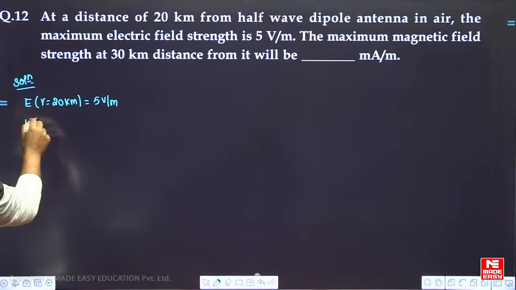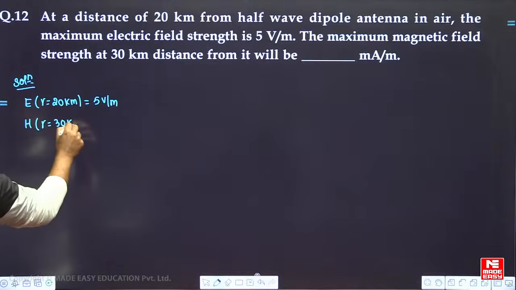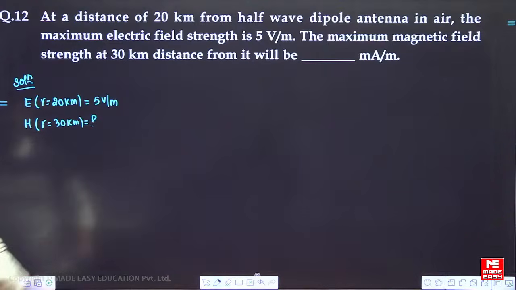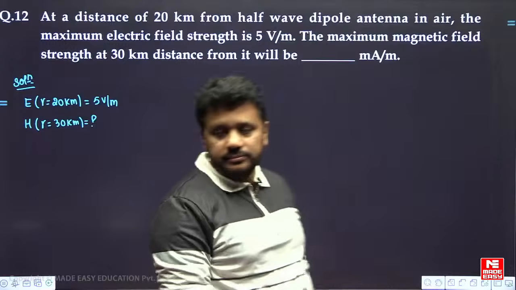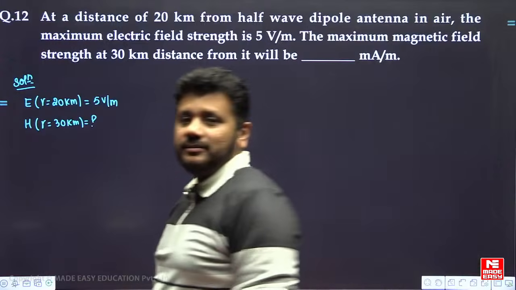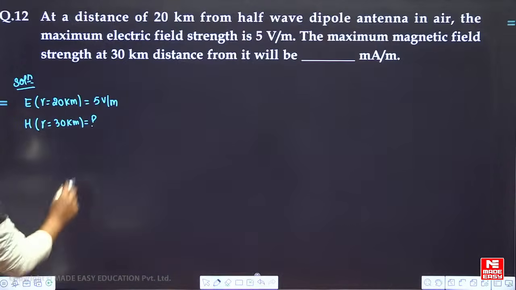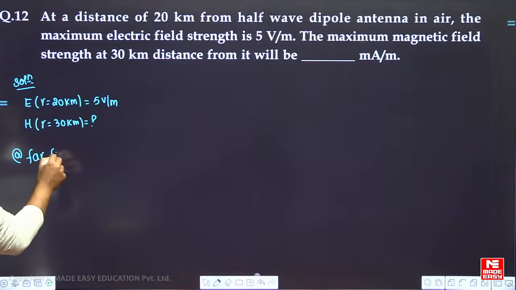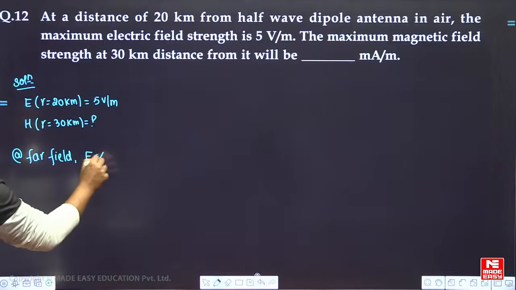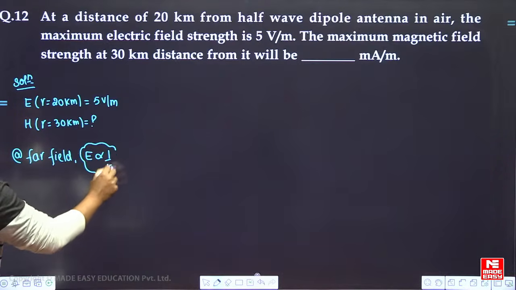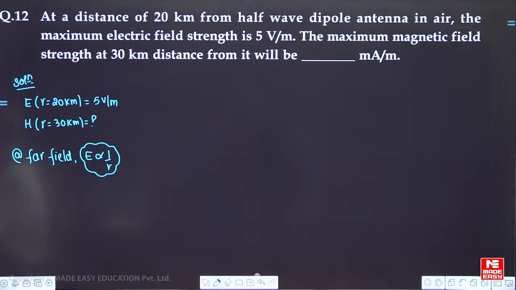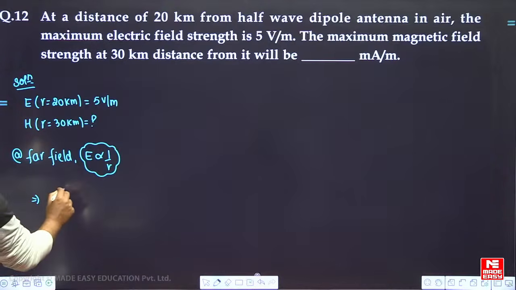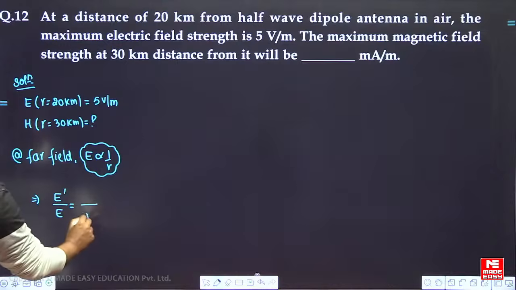They are asking what is the magnetic field at r equal to 30 km, that is the question, right. That means it is a far field from the antenna, isn't it? So we know that at far field, the electric field is inversely proportional to r. So this concept has to be applied, right. At far field, the electric field is inversely proportional to distance. So I can say that E dash upon E is equal to r upon r dash.